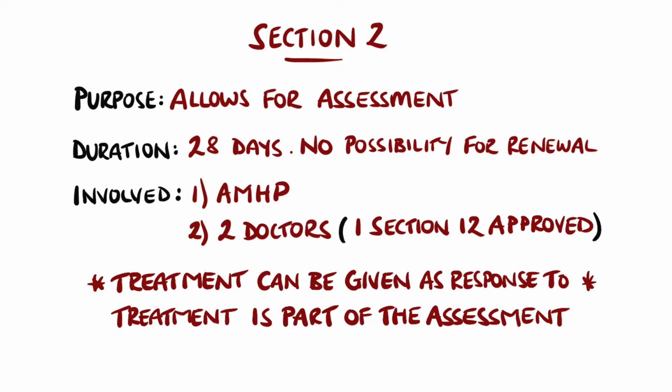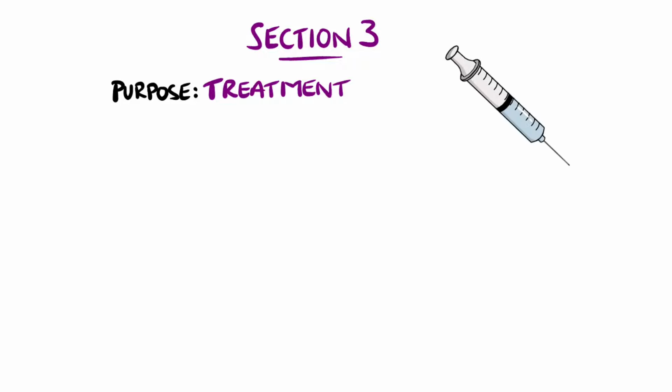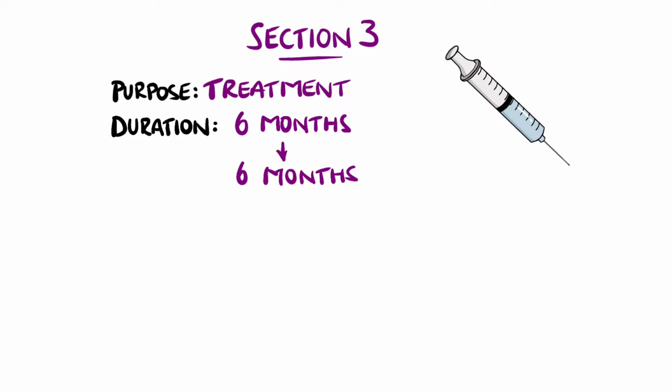of the assessment. Section 3 is for treatment, which can include medications like antipsychotics and also electroconvulsive therapy. Its duration is initially 6 months, but can be extended by a further 6 months, and at that point, if it is continued, would be extended by 12 months each time.